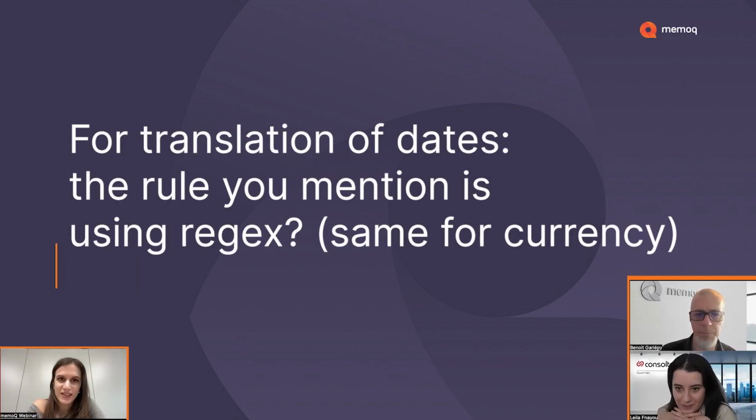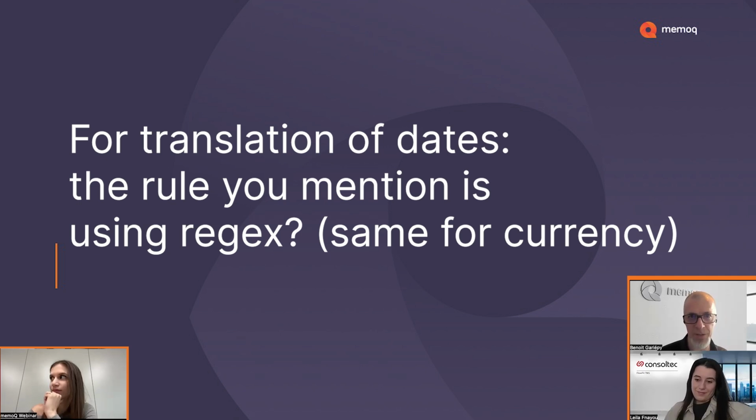So the first question is, for translation update, the rule you mentioned is using regex, same for currency. It's for Benoit, I think. Yes, the auto translation rules are based on regex, but memoQ added some twists where you can add what we call translation pairs. To make it easier, because I could have several regex to translate every month, memoQ allows you to have translation pairs and simplify the regex you're using. Regarding the dollar amounts, it was a straightforward regex.